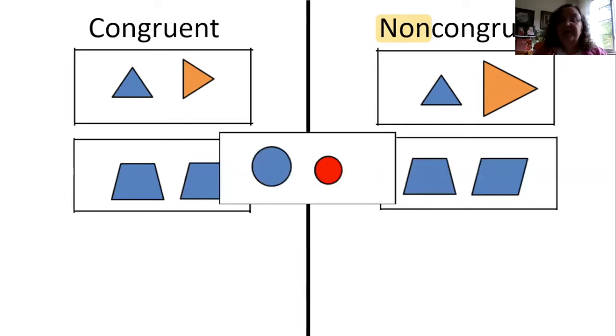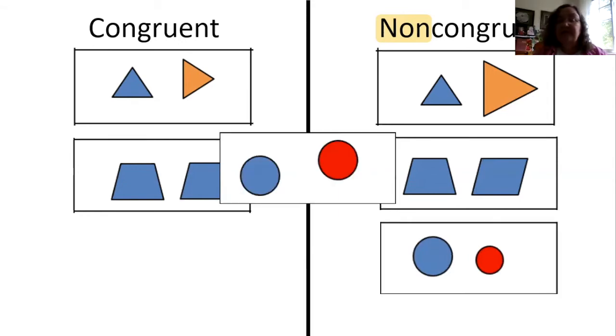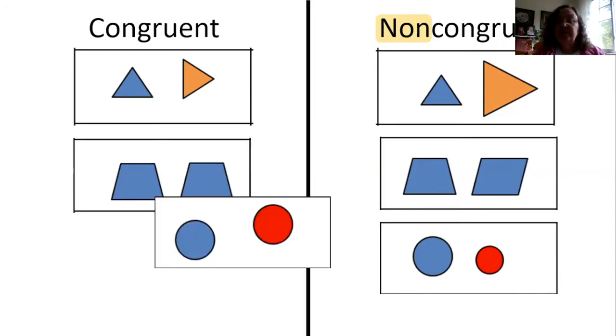Look at my two circles. One is red, one is blue, but one is large and one is small. I'm going to put that in the non-congruent side. Now let me look at these. Oh, I still have two circles. One is blue and one is red. But I'm going to say that these are congruent.